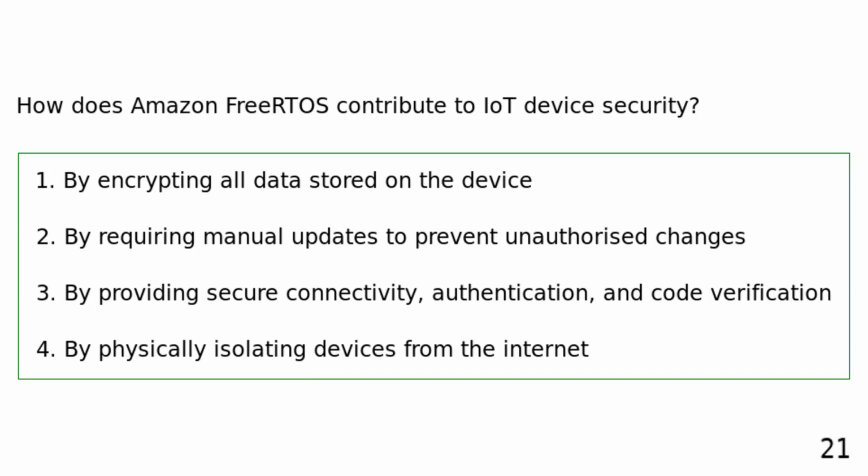How does Amazon FreeRTOS contribute to IoT device security? By encrypting all data stored on the device. By requiring manual updates to prevent unauthorized changes. By providing secure connectivity, authentication, and code verification. By physically isolating devices from the Internet.